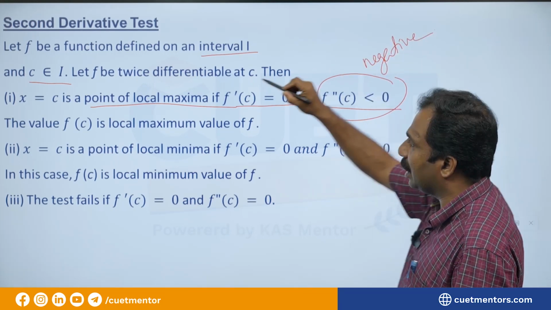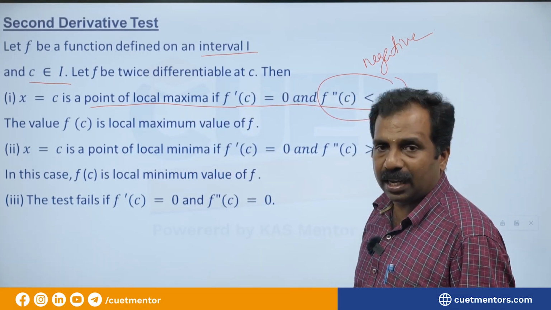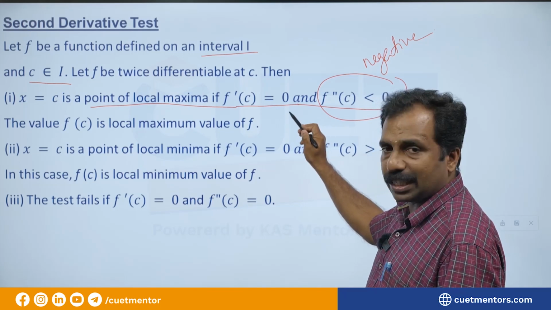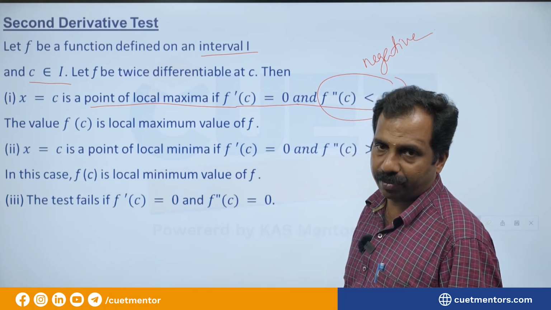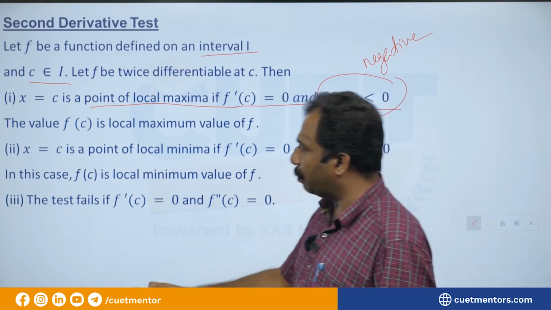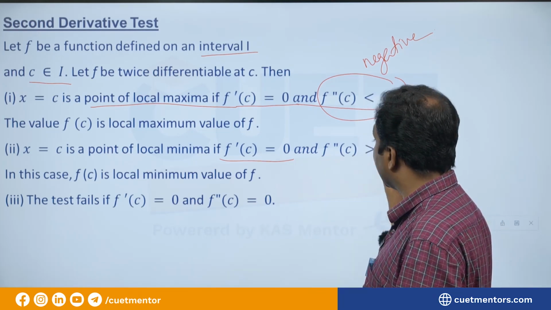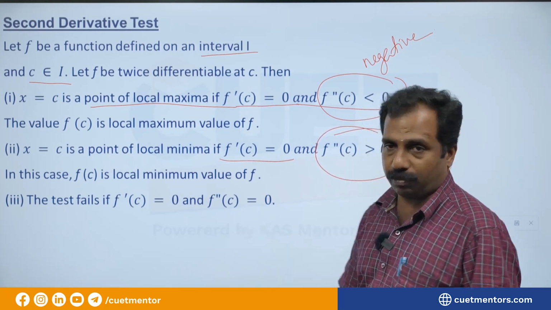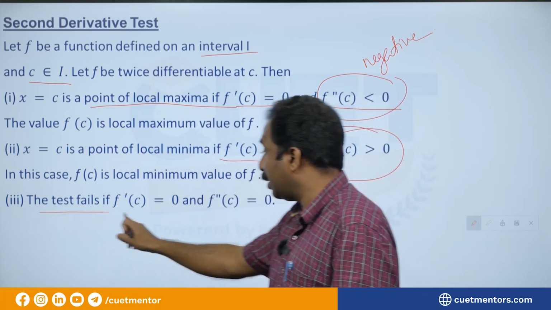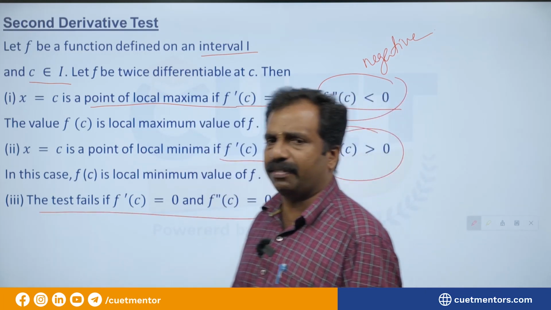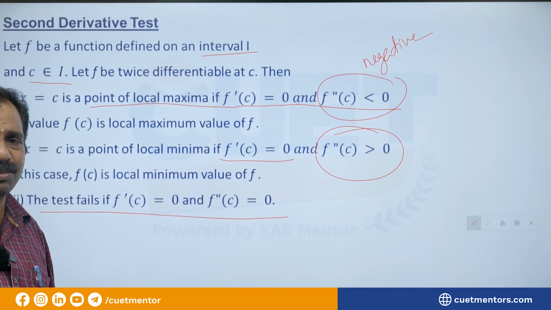A function f(x) has a point of local maxima if the first derivative is equal to 0 and the second derivative is negative. In case of local minima, f'(c) is equal to 0, the first derivative is 0, but the second derivative is always greater than 0. And the test fails if f'(c) is equal to 0 and f''(c) is also equal to 0. So that is the second derivative test.